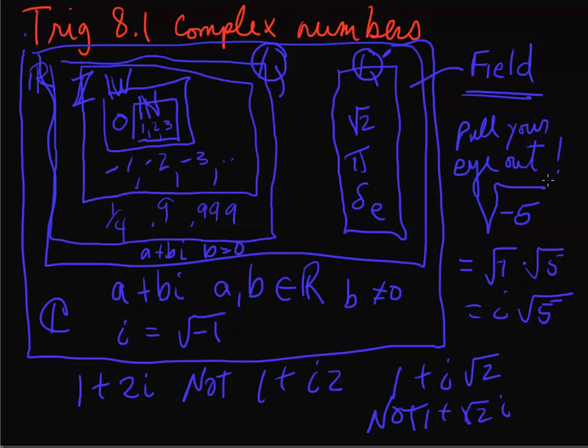I should not have any other power except for 1 also. Why is that? Well, because i to the 0 power is 1. Anything to the 0 power except for 0 is 1. i to the first power is i.